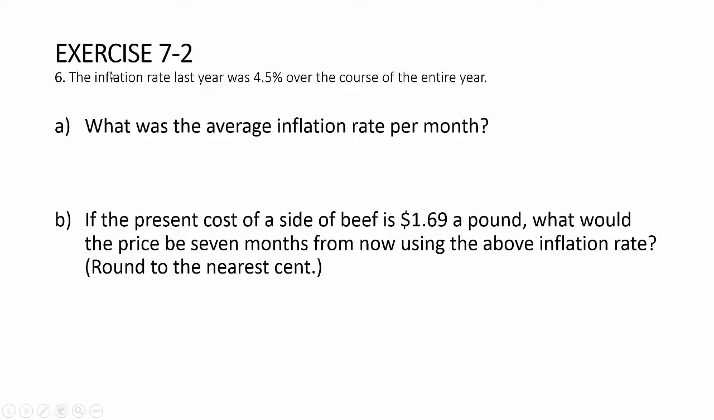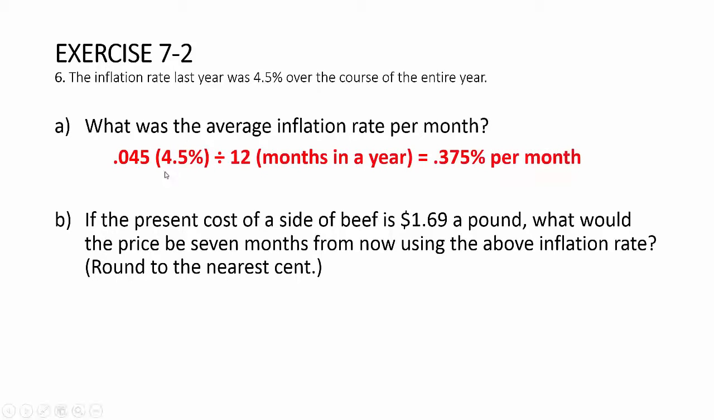Question 6 deals with inflation, and the inflation rate last year was 4.5%. What we want to do is figure out the average inflation rate per month. It's a little bit like unit costing. We're going to take what it was for the year and divide it by how many months there are in a year, or 4.5% divided by 12 months gives us an inflation rate of 0.375% per month.